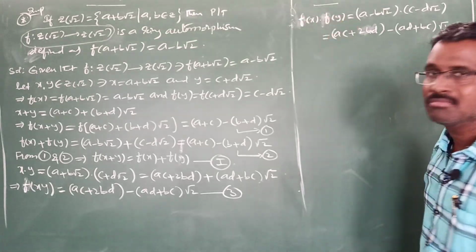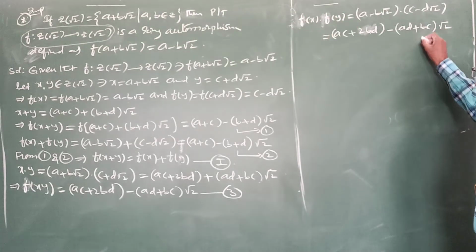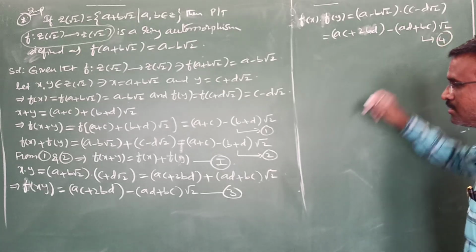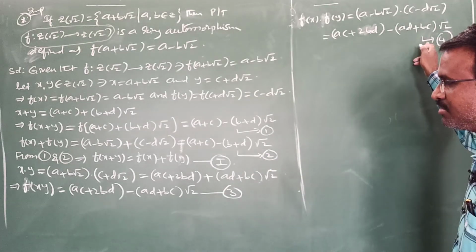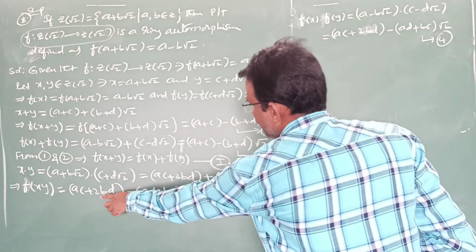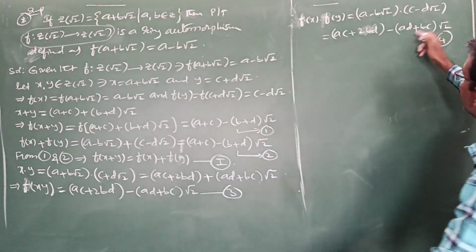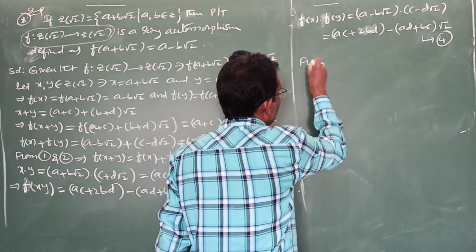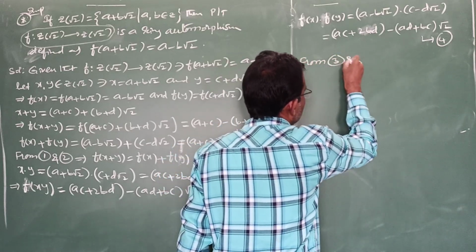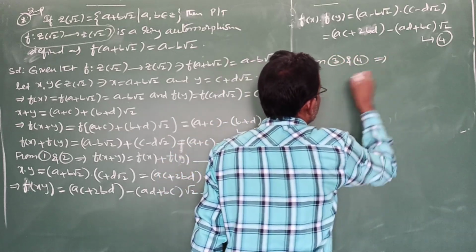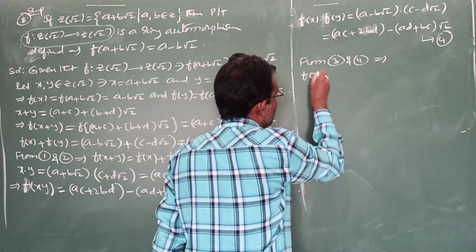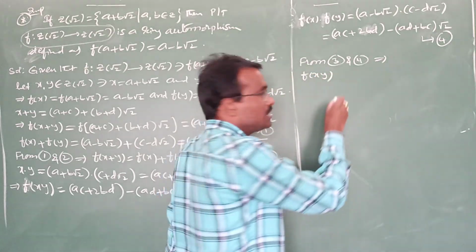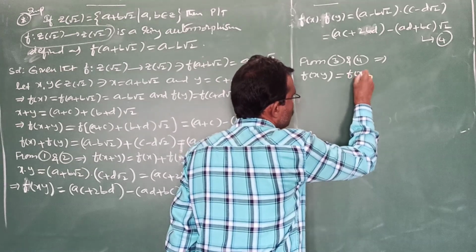Any problem? Let it be this is number 4. Concentrate: relations 3 and 4 both are the same, f of AC plus 2BD minus of AD plus BC into root 2. From 3 and 4 we say that f of xy is equal to f of x into f of y.